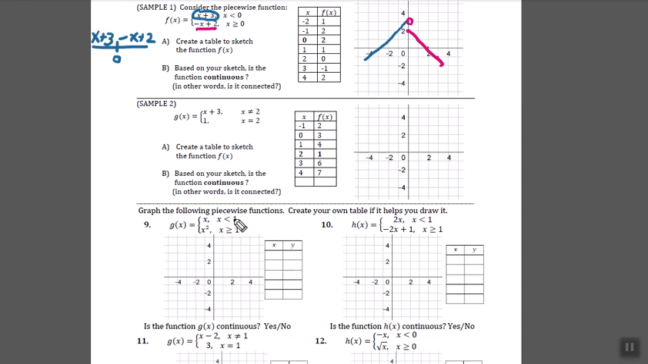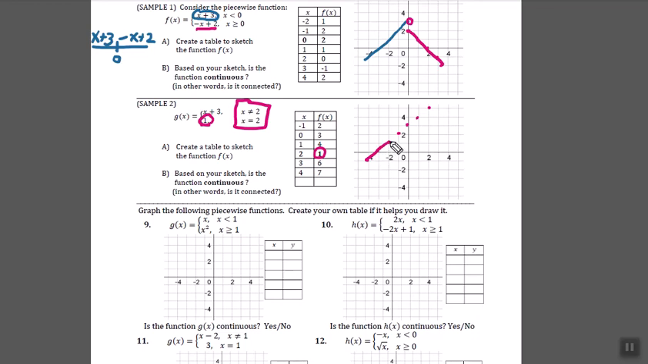Okay, let's take a look at the second problem. We've got g as x plus 3 and g equals 1. But this domain is different than this one right here. This x is not equal to 2 means you're going to graph x plus 3 everywhere except at 2. So when x is 2, 1, this 1 came from this 1 right here. So otherwise, we know how to graph x plus 3. So let's graph that. We've got a y-intercept of 3, slope of 1. So it should look like this.